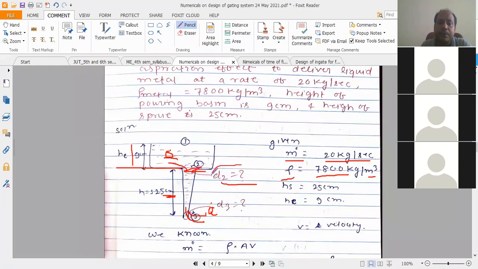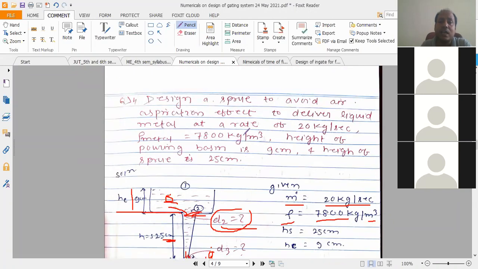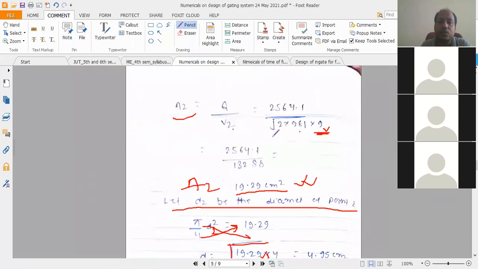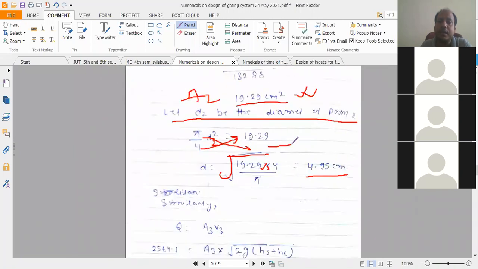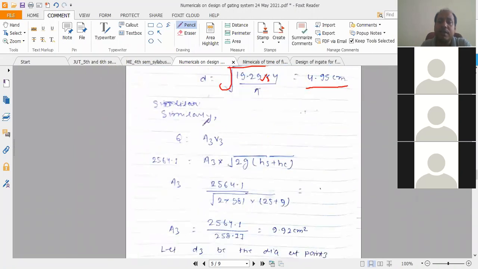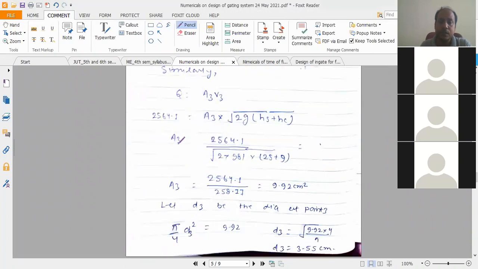So D2 we have to determine, because we have to determine the dimension of the sprue, because the question has asked for the design of a sprue. So in the design of the sprue, we got the diameter at the entry point, and in a similar fashion Q will be applied at point 3. A3 V3 is also equal to Q, or the volume per second. So area can be calculated. Area is the only unknown.